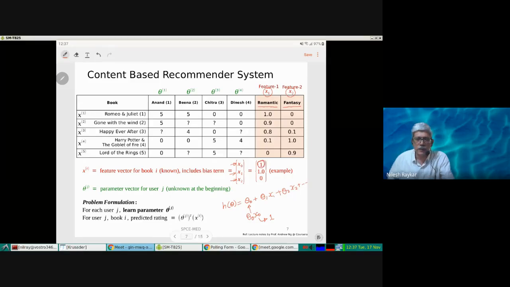So the feature vector for our recommender would be given as follows. The first is the bias feature, that is always equal to 1, and then the actual features of that particular book. For example, if you take the first book, which I'm calling X superscript 1, it has a romantic content of that book, on some scale 0 to 1, given as 1, and the fantasy content is given as 0.